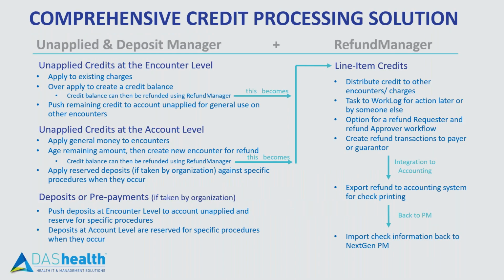So this is a busy slide. I'm not going to go into a whole lot of detail on this, but I want to point out that the Unapplied Deposit Manager software deals with the unapplied credits in your system. So dealing with the unapplied credits at the encounter level, dealing with the unapplied credits at the account level, and like I said, any types of deposit money that comes in as categorized as unapplied money as well. That's the Unapplied Deposit Manager. The Refund Manager deals with the line item credit side, and you'll see that we integrate with your accounting application to move the refund information over there as well.